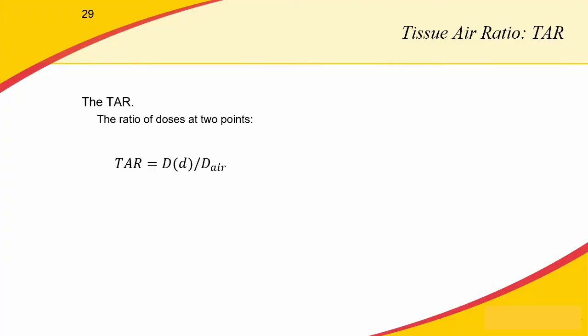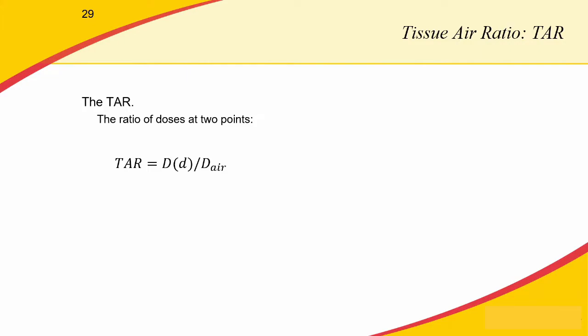Let's start with the tissue air ratio, TAR. It's a bit outdated as it's probably not used in the clinic anymore, but the concept of what we're doing is very relevant to all the other dose output and dose ratios that we'll talk about in this lecture.